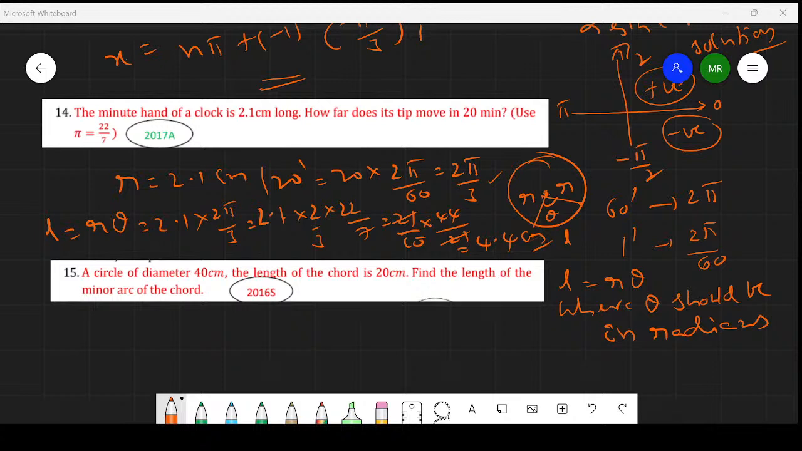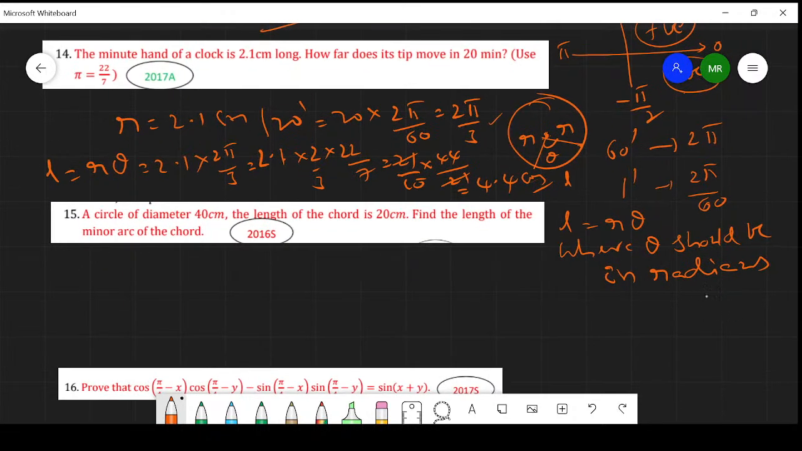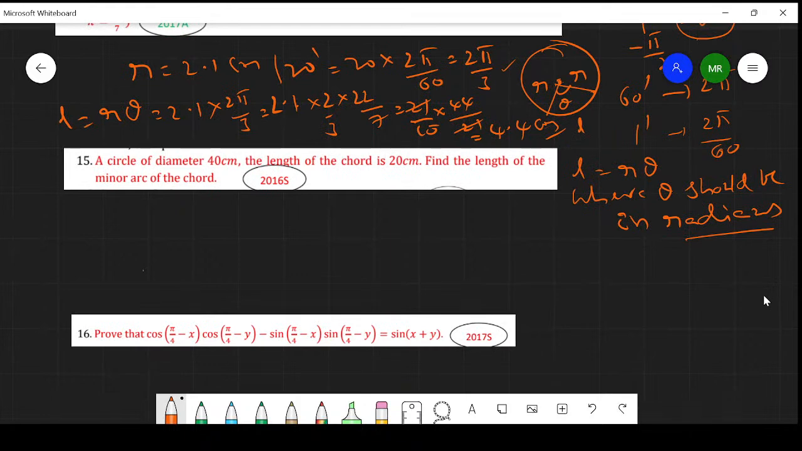No doubt, you can do these problems again and again. I will explain clearly. See the next problem now. A circle of diameter 40 centimeters. The length of the chord is 20 centimeters. Find the length of the minor arc of the chord.